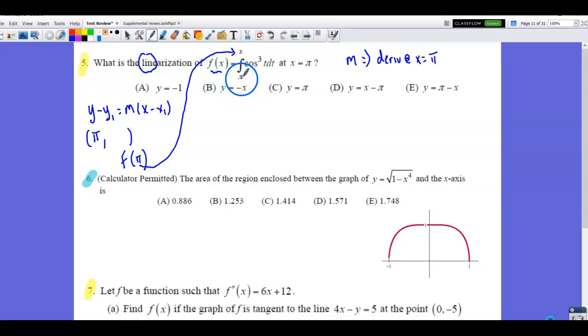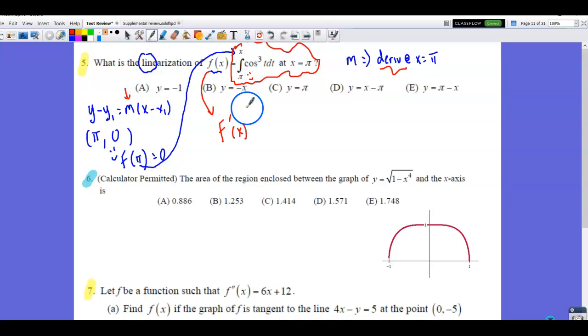If I anti-differentiate or evaluate the definite integral and accumulate area from pi to pi, I get no area. So f of pi is equal to 0. So that's a good thing. The only thing that I have left to figure out is the slope, and slope is derivative at x equal to pi. So I'm going to find f prime of x, which means I'm taking the derivative of a definite integral. So our lower bound is a constant. That's a good thing. We're going to do FTC part 2.